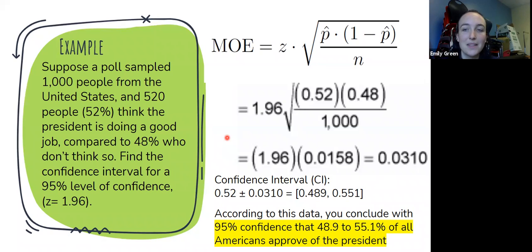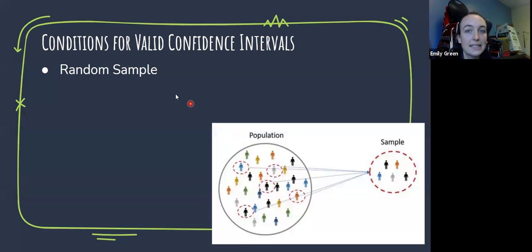Okay, so take a moment to copy this down. The last thing that I want to go over for you is conditions for valid confidence intervals. There are always a few rules that we have to follow to know that what we're doing is actually going to work, especially having to do with the way that we sample things.